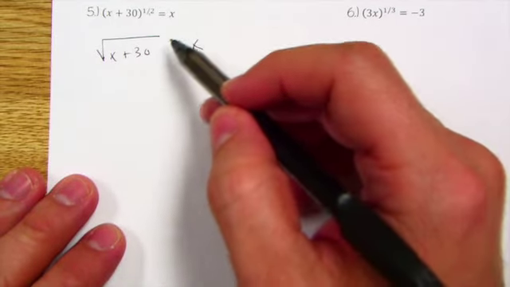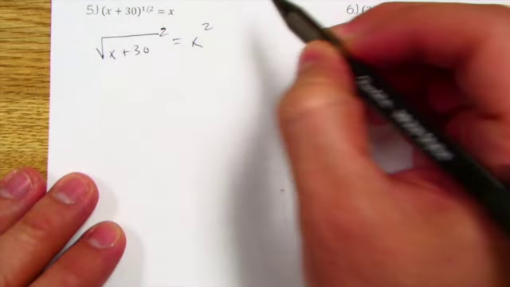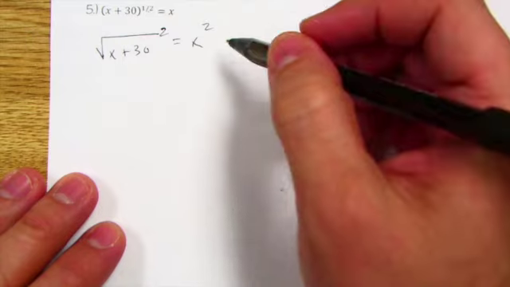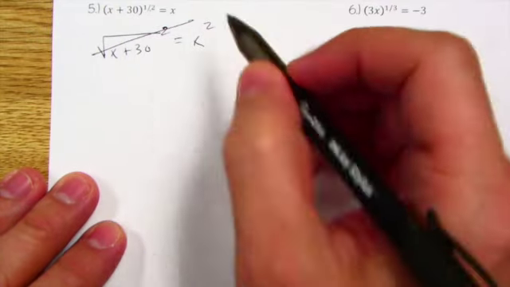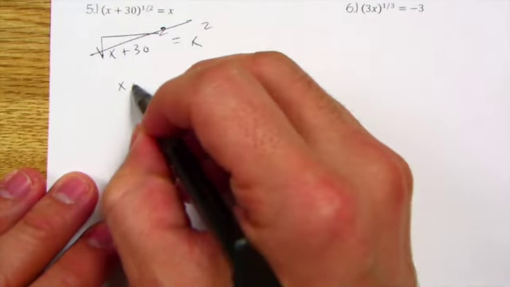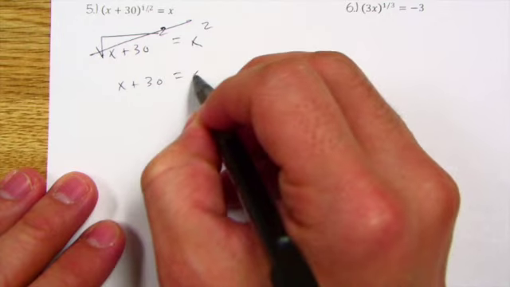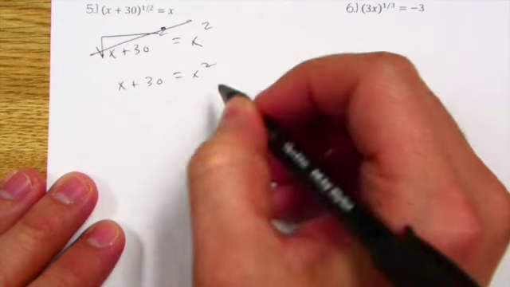The radical is already isolated, so I could just square both sides. Well, then the right side's easy. It's just x squared. And then this comes over. So I get x plus 30 equals x squared. I simply just bring everything over.